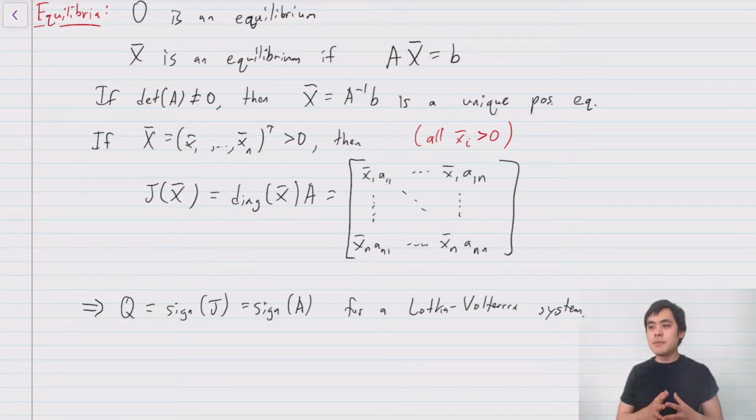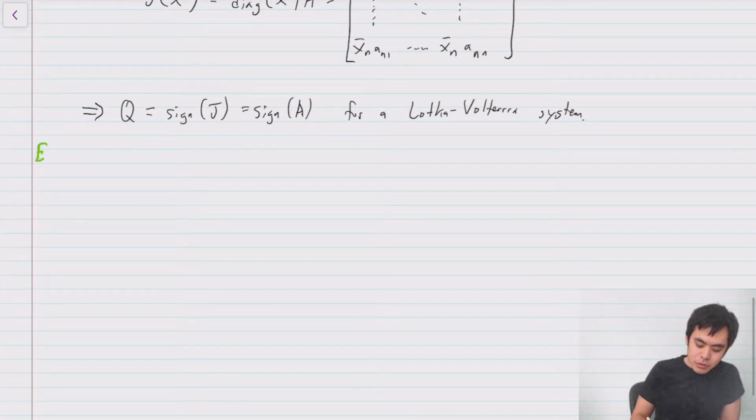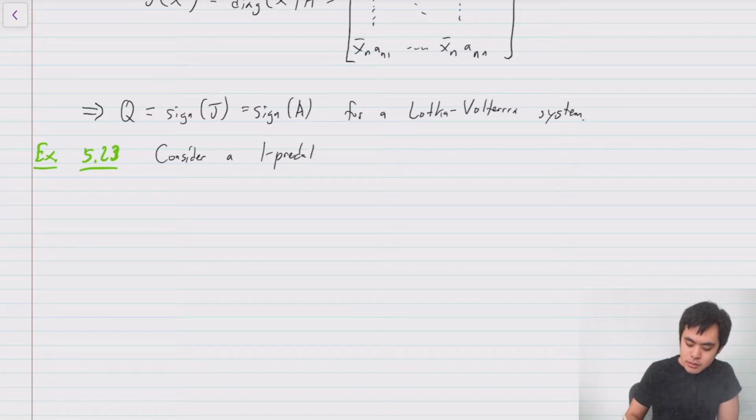And so you can use this to very quickly figure out qualitative matrix stability for a Lotka-Volterra system at a positive equilibrium. So let's go ahead and give an example of this, per usual. This is example 5.23 in the textbook. So consider a one predator, two prey system.